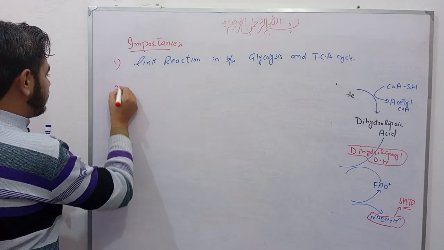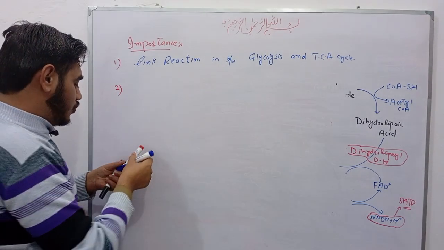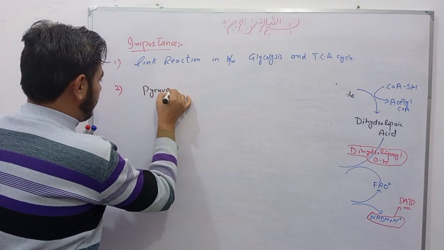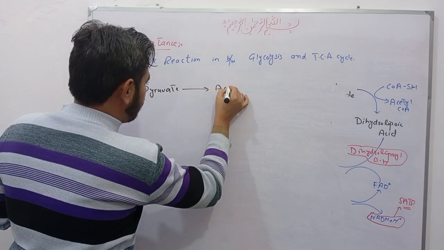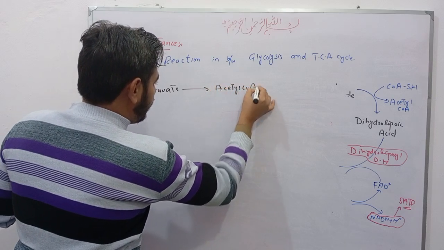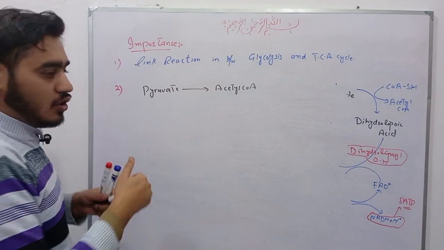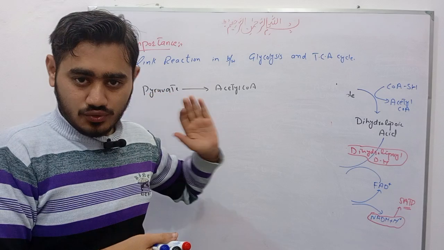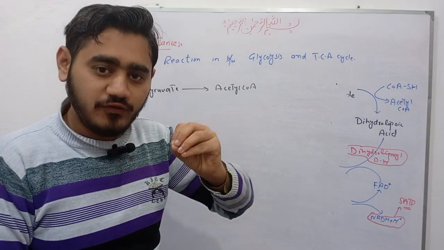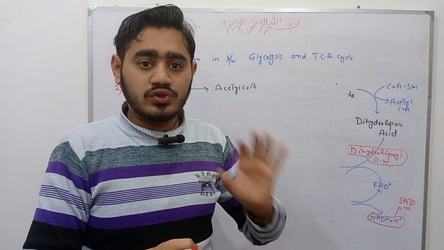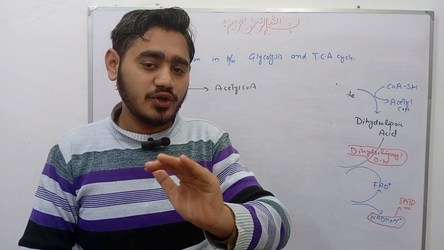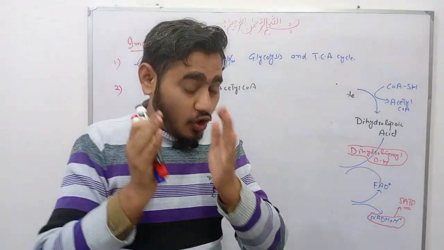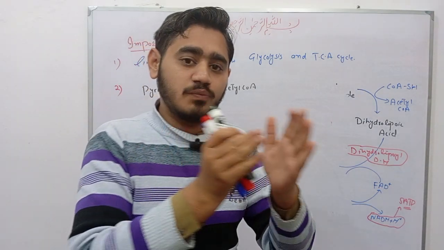The second one is, due to the irreversible phenomenon as pyruvate converts into acetyl CoA, not all fat converts into glucose, except glycerol and propionyl CoA, which is the odd chain fatty acid. So that's why even chain fatty acids do not produce glucose.